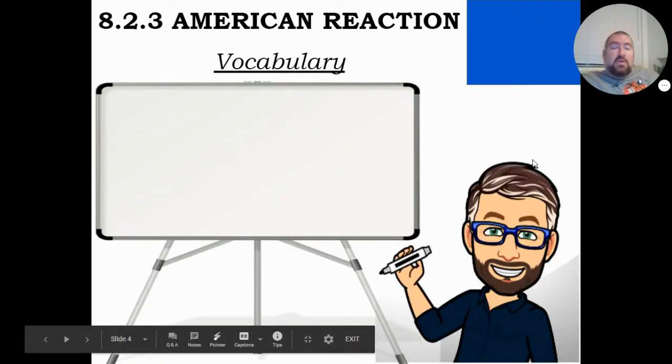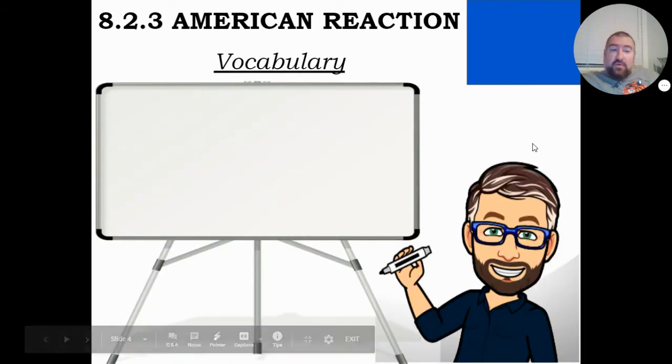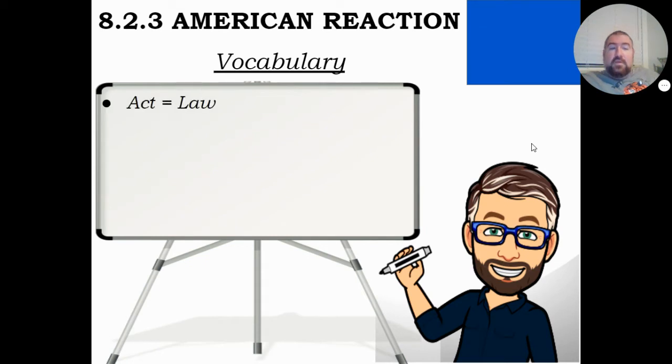So, the vocabulary you will need to know for this lesson. An act is a law. So when we hear the Stamp Act, the Townshend Act, what we are talking about are laws. The Stamp Act is a law about stamps. The Sugar Act is a law about sugar. The Intolerable Acts, which we'll be talking about in a little bit, are a bunch of laws that people thought were unfair.